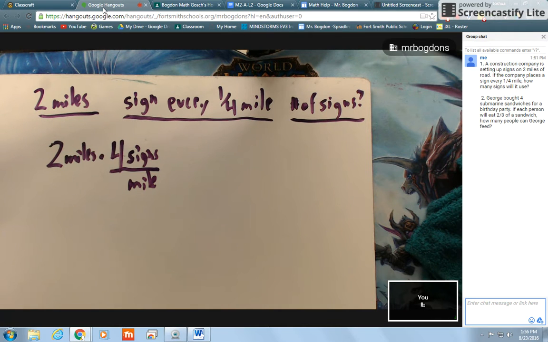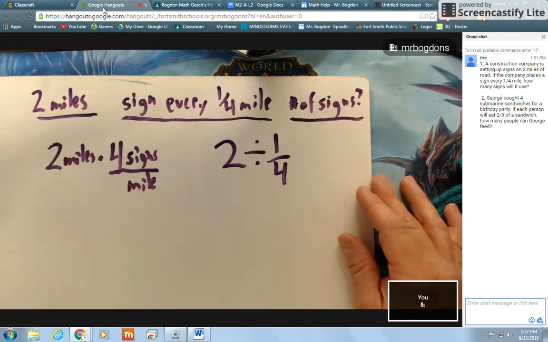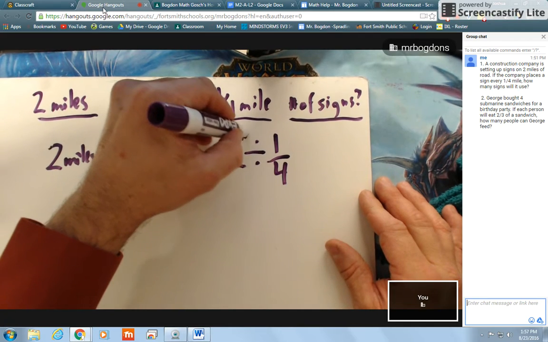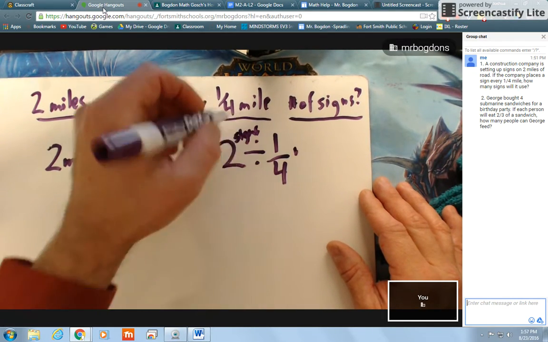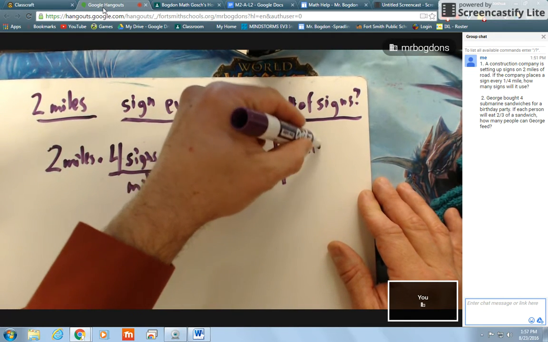And can anyone come up with the division expression? We're still kind of spinning our wheels on that. Adrian? 2 divided by 4 will give us half a road sign. We know that we need more than half a road sign. Okay. Jose, what's yours? 2 divided by 1/4. Or 2 miles divided by 1/4 mile.